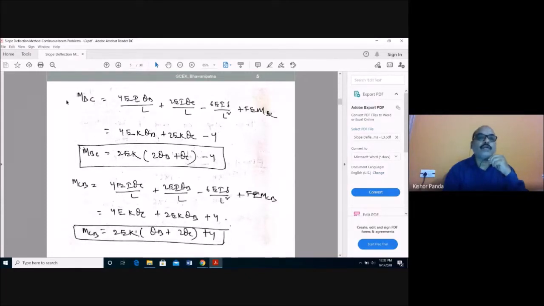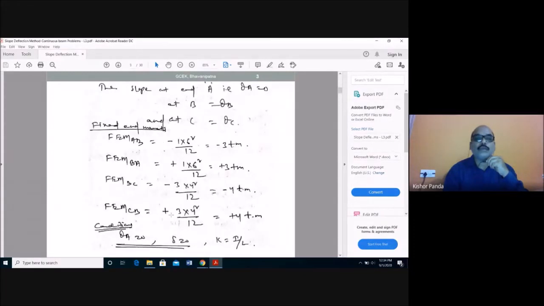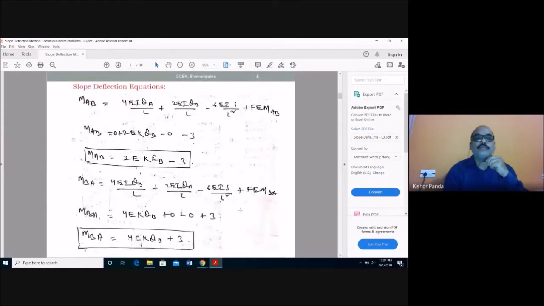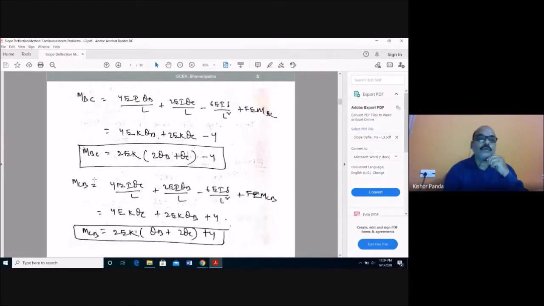Then find out MBC, for span BC: 4EI theta B by L plus 2EI theta C by L minus 6EI delta by L square plus FEM BC. So here you see delta is equal to 0 and theta B and theta C are unknown, so 4EK theta B, 2EK theta C, FEM BC. This value is minus 4. Already we got here minus 4 and FEM CB is plus 4.